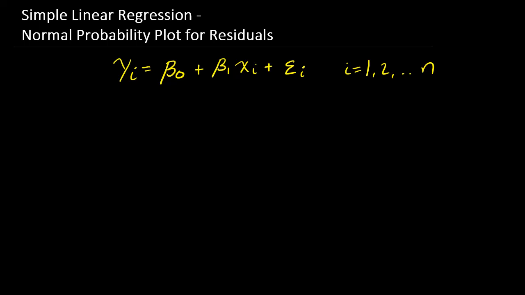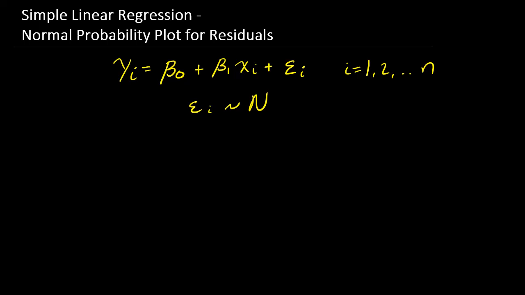There is an assumption for this model: if you want to do inference, like constructing confidence intervals, prediction intervals, and hypothesis tests, you need the assumption that these error terms, epsilon_i, are normally distributed. So that's what we're going to talk about in this video.